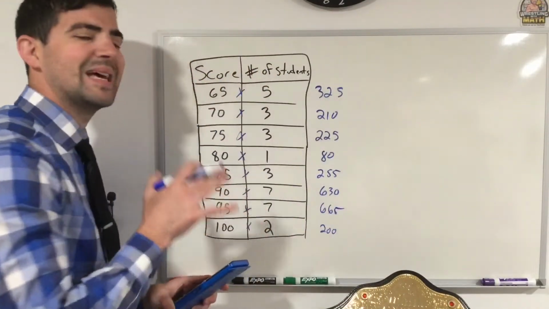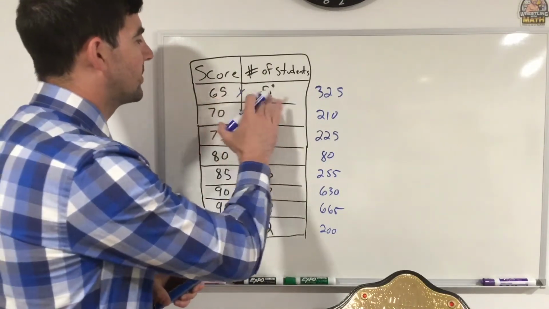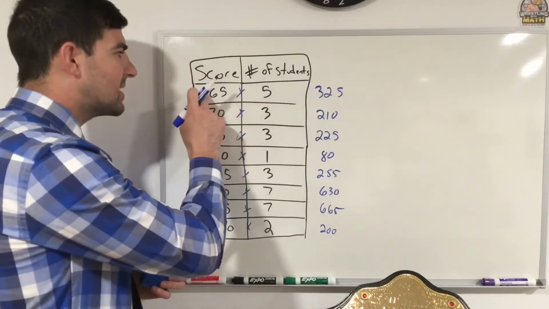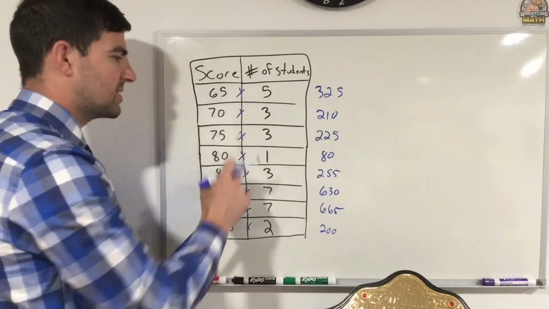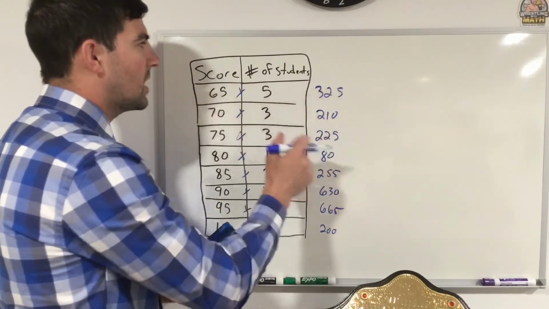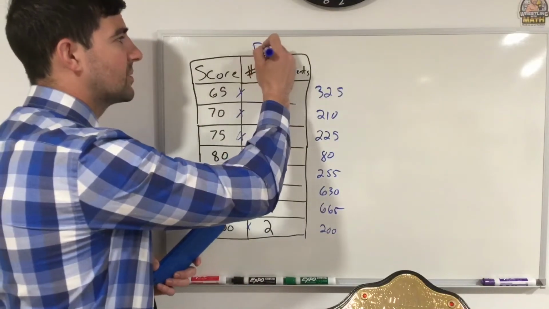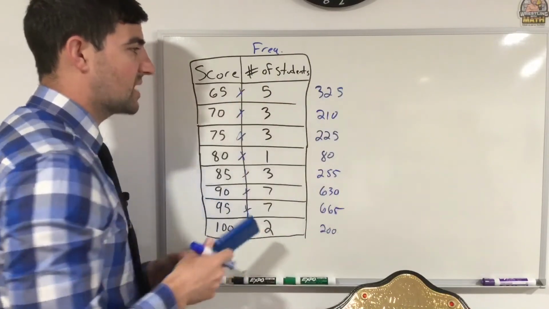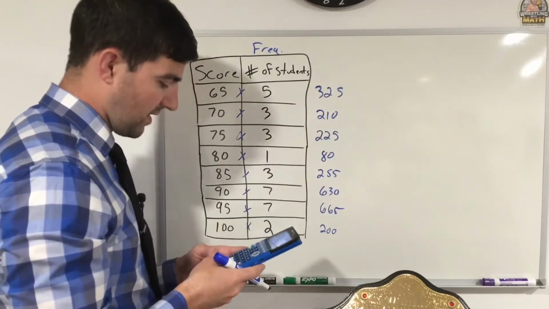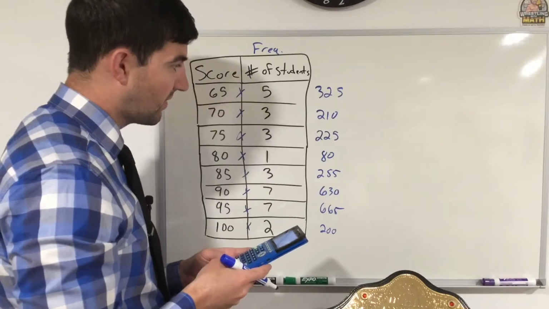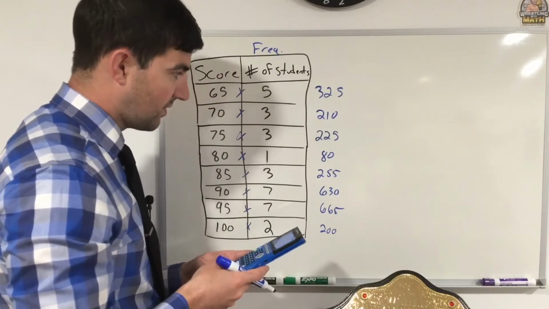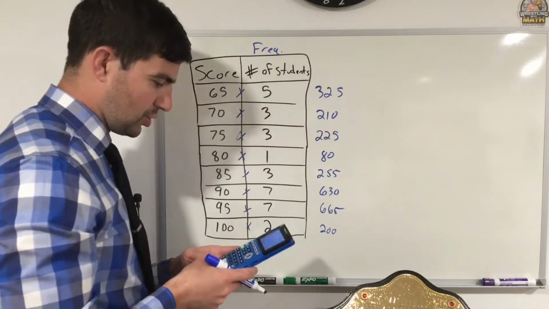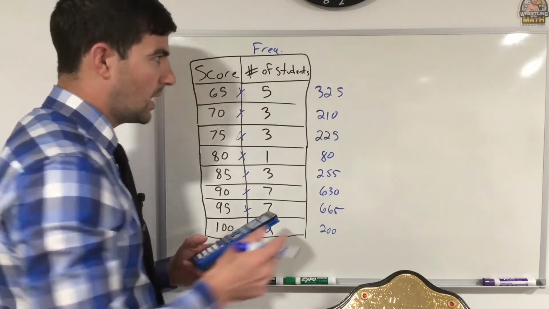Again, I'm trying to make this as easy as possible for you guys. So I multiplied column 1 and column 2, and I have my numbers here. Now, instead of typing in 65 5 times, 70 3 times, and so on, I multiply these columns across, remembering this is frequency, number of students. This isn't going to happen for everything here, but for this assignment. Now I'm going to add 325 plus 210 plus 225 plus 80 plus 255 plus 630 plus 665 plus 200.